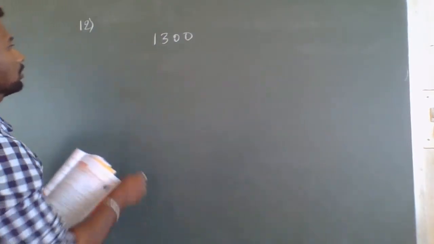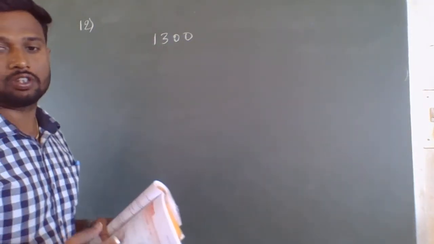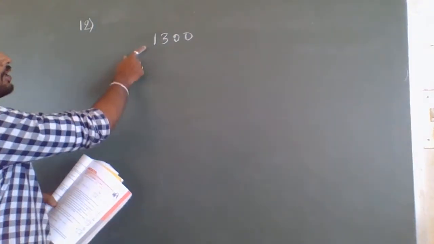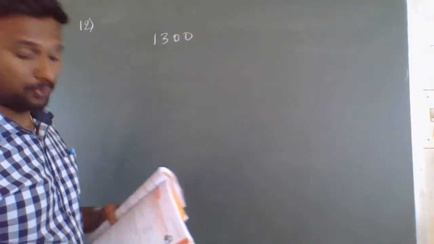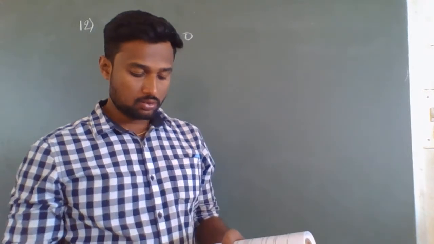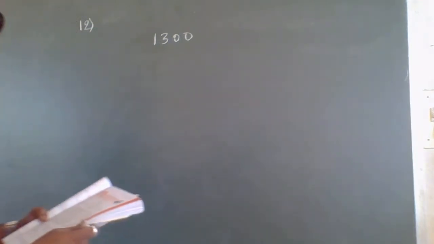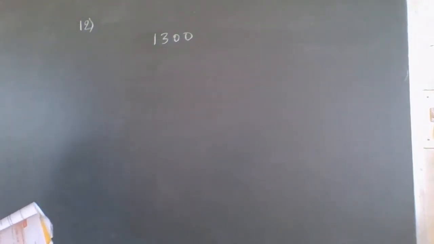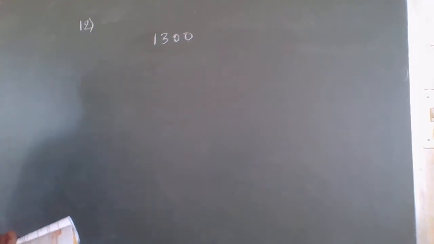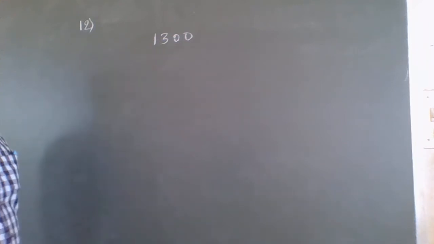To get a perfect square number means this is not a perfect square number. So we have to find the smallest number to add to this number to get a perfect square number. Also find the square root of the perfect square. After that we have to find the square root of the perfect square number. So first we will find the smallest number which is to be added to 1300 to get a perfect square number.